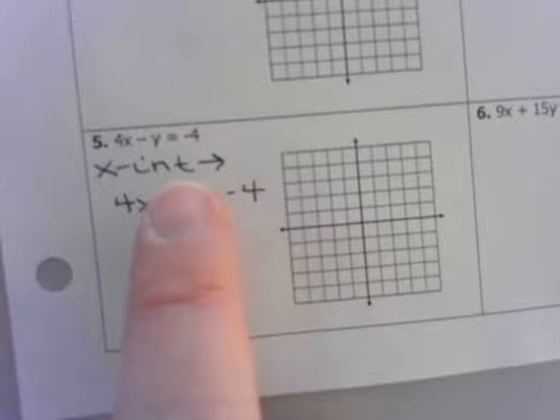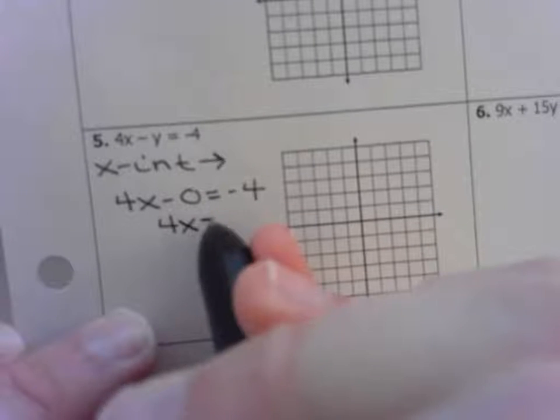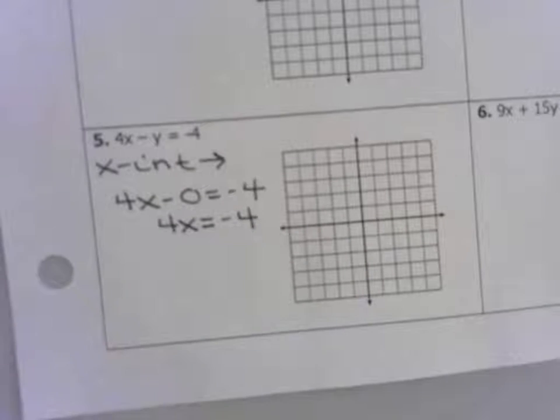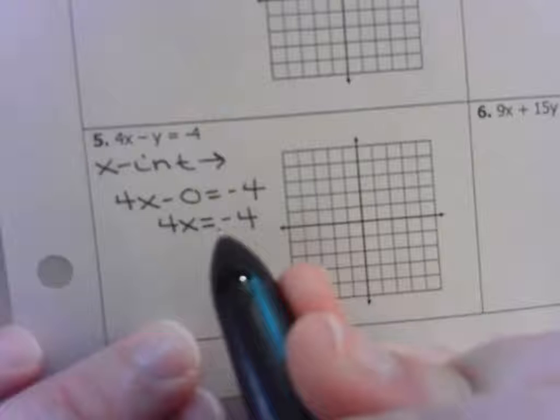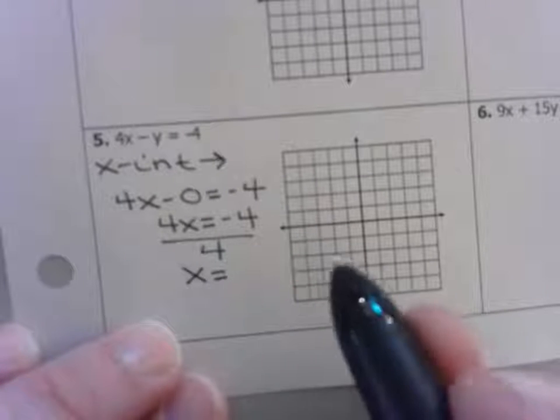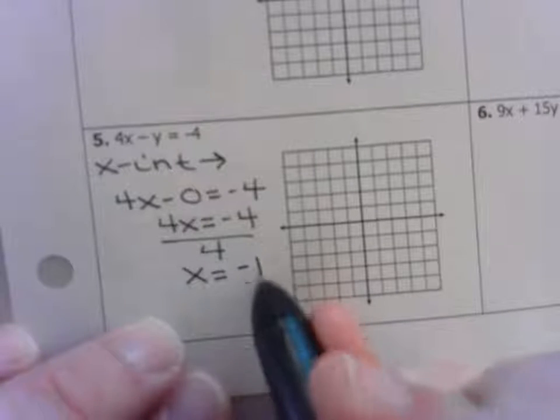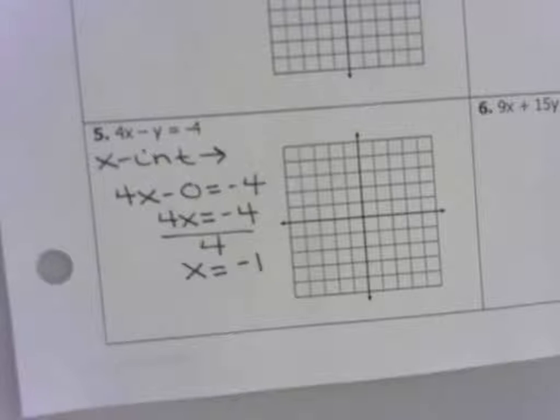So I'm left with what? 4x equals negative 4. How do I solve that for x? Divide by 4. X equals, gentleman in the front corner, pay attention please, negative 1. So once you plug in 0, part of it's gone. You can just cover it up.